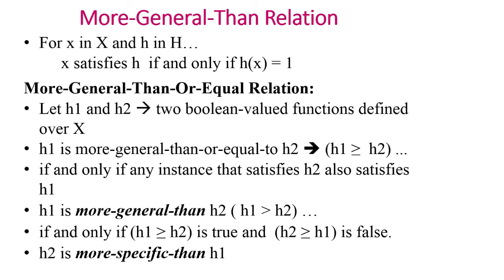More general than or equal to relation. Let small h1 and h2 be two Boolean valued functions defined over capital X. Then small h1 is more general than or equal to h2 if and only if any instance that satisfies h2 also satisfies h1, meaning the constraints present in h2 are also present in h1. Then h1 is more general than or equal to h2. h1 is more general than h2 if and only if h1 is greater than or equal to h2 is true, and h2 is not greater than or equal to h1. We also say that h2 is more specific than h1.